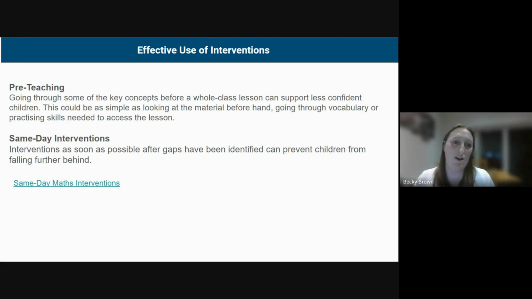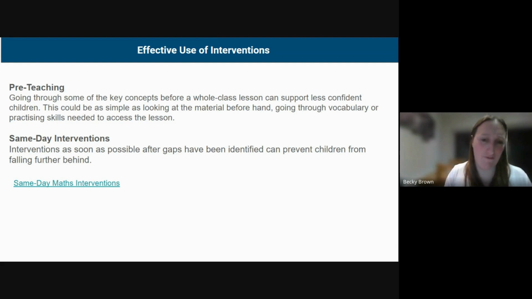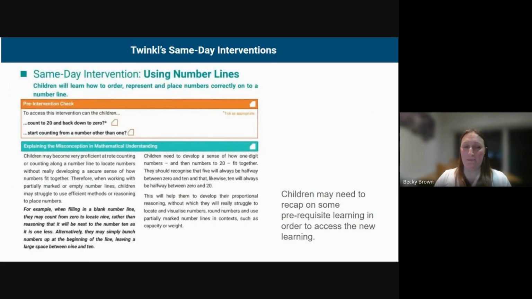Same day interventions then, the idea being that they happen after the lesson. We do have a whole collection of same day interventions on site. They are brilliant. They are really, really good. There is a link there to the landing page. I'm just going to share one with you. You won't be able to necessarily read the text, but I just want to show you what it looks like because you may not have seen them before, and it's a really, really good resource.